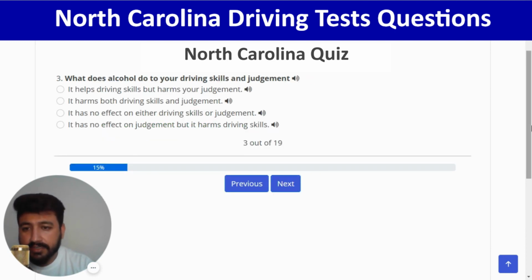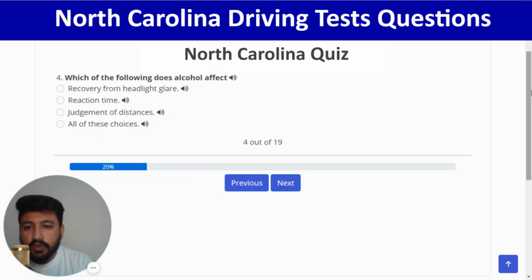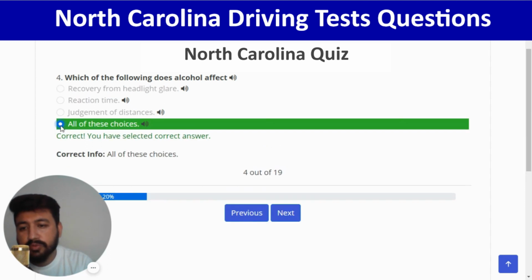The third question is, what does alcohol do to your driving skills and judgment? The right answer is, it harms both driving skills and judgment. This is the right one, and we will move to the next. The fourth question is, which of the following does alcohol affect? The right answer is all of these choices. So I'm going to click on the last option.